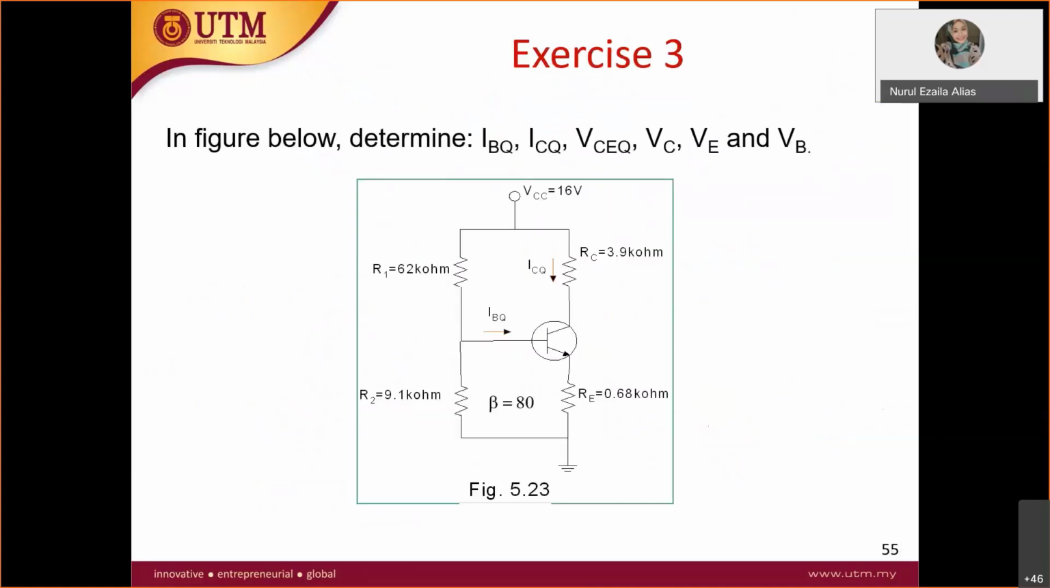Okay. For this part, while the other part I asked you to try on your own, this part I want you to try now. I think in terms of the final exam, they couldn't have much more complicated than the voltage divider rule. Most of the questions will involve the voltage divider rule. So I want all of you to try now. At least find the IBQ first. Can you all do it now?